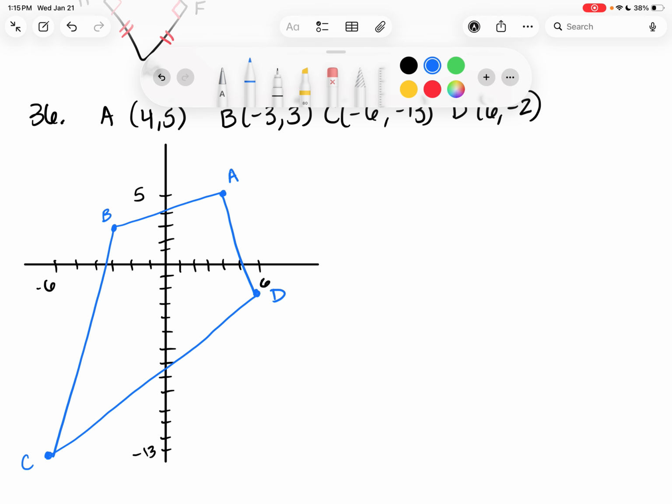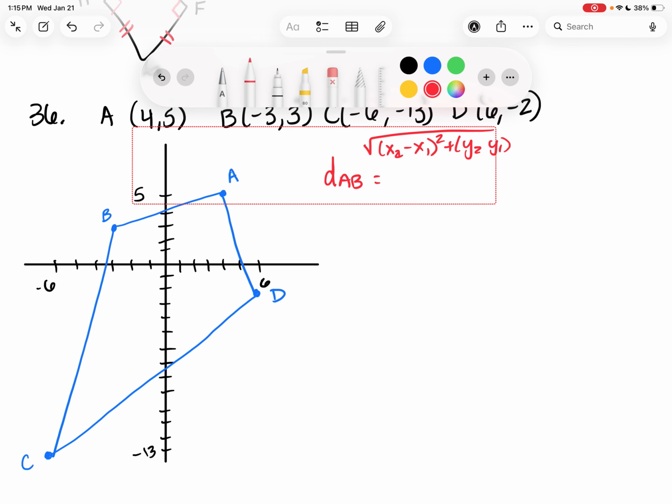I can't just assume, because I'm confirming that it's a kite, that AB is congruent to AD. I'm going to have to find both of them. So I'm going to start with the distance of AB. I'll give you a quick refresher here. The distance formula is x2 minus x1 squared plus y2 minus y1 squared. It really doesn't matter which one's x1.